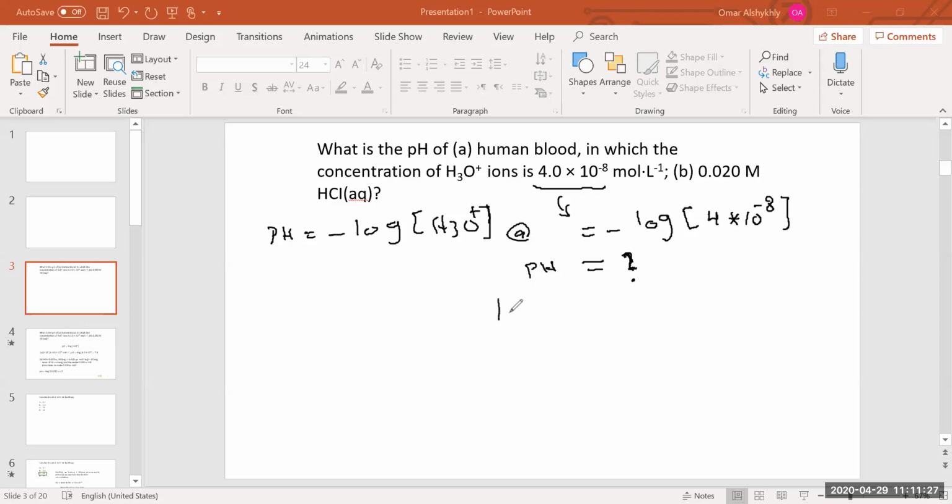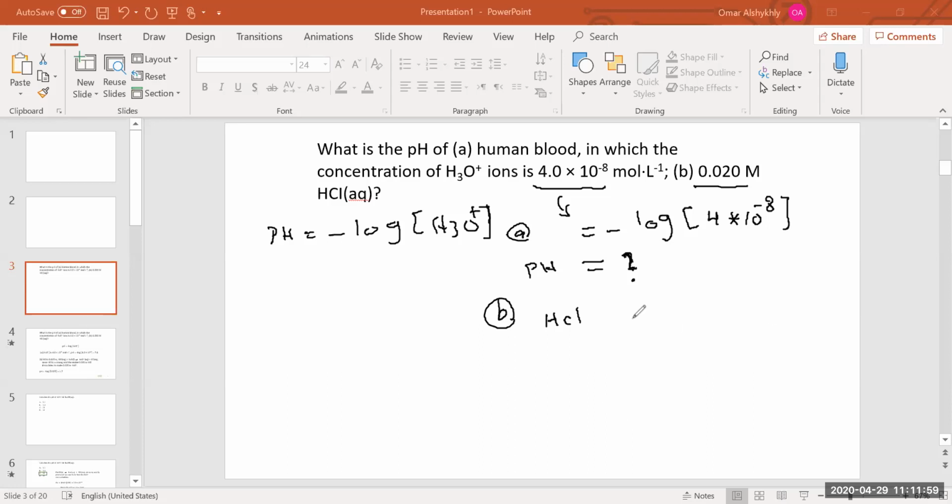Now for B, they need to find the pH of 0.020 molar HCl. So what are you going to do here? Look at here, HCl. You have to remember whether HCl is a strong acid or a weak acid. We have several acids. You have to memorize some as strong acids, and the others you will deal with as weak acids. HCl is one of the strongest acids.